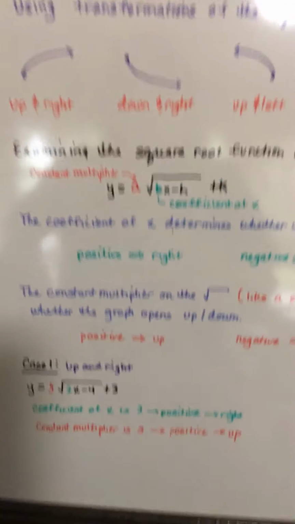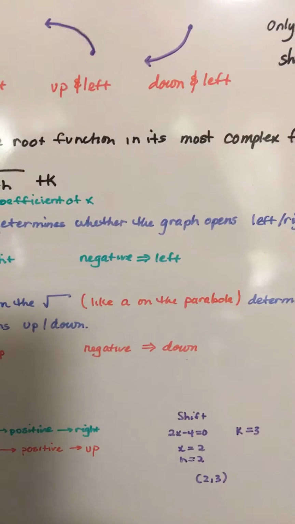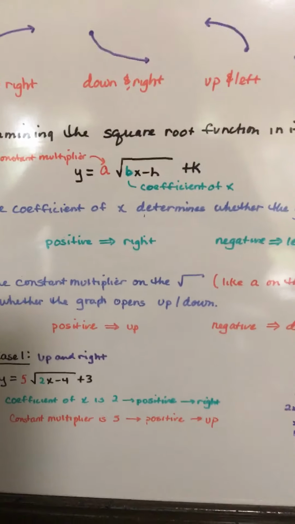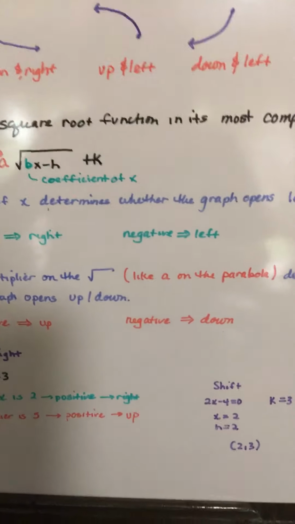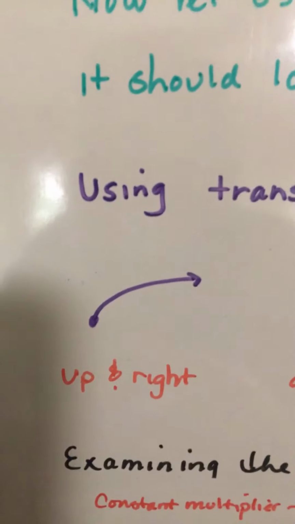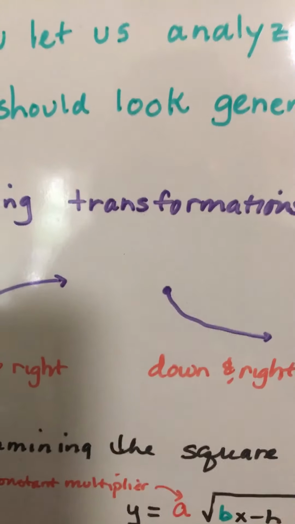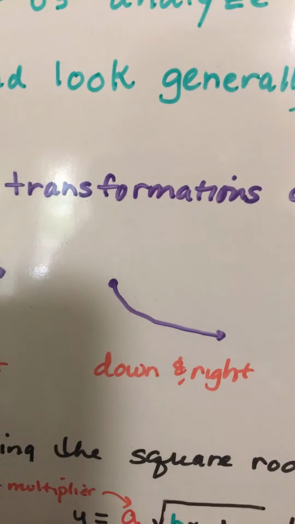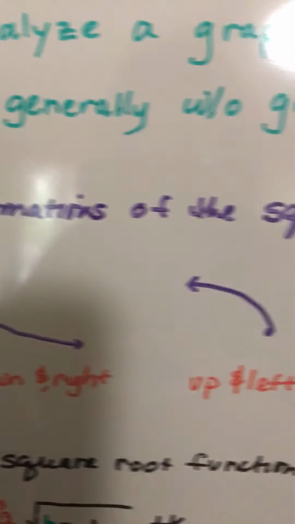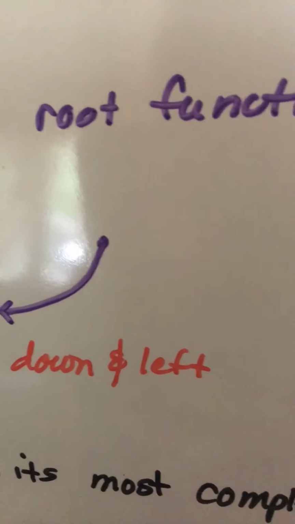Now, the constant multiplier on the square root symbol, like A on x squared of the parabola, determines whether you open up or down. If it's positive, you open up. If it's negative, you open down. So since this one opened up, A was positive. Since this opens down, the constant multiplier was negative. Up, constant multiplier positive. Down, constant multiplier negative. So now let's look at a couple of cases.